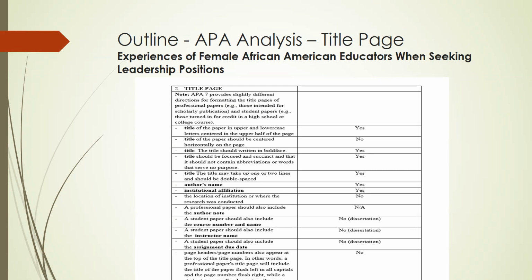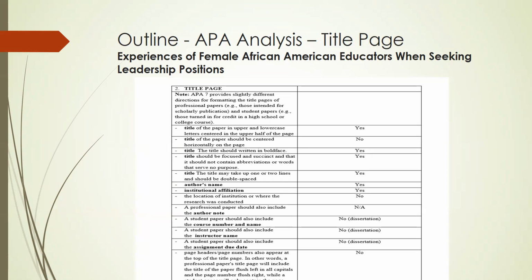The title should be focused and succinct, and it should not contain abbreviations or words that serve no purpose. And she did an excellent job there. The title may take up 1 or 2 lines and should be double spaced. The title did not exceed 2 lines. The title page included the author's name, institution affiliation, but it did not contain the institution location.